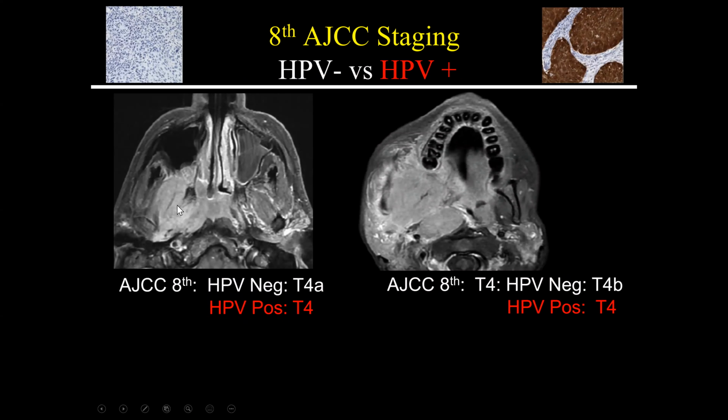So here's an example. This was a patient that had a tonsillar carcinoma that had extended laterally to involve the medial pterygoid muscle. If this was HPV negative, this would be T4A. Because it's HPV positive, this is just T4. And in this case, on the right-hand side, another tonsillar carcinoma that's extended all the way to involve the masseter muscle. If it's HPV negative, this would be T4B, but in this patient, it's HPV positive, so it's still T4. So again, a slight improvement in staging with HPV positive status.